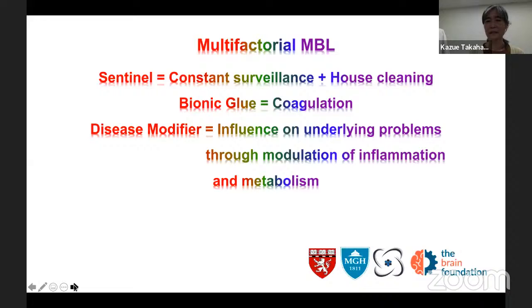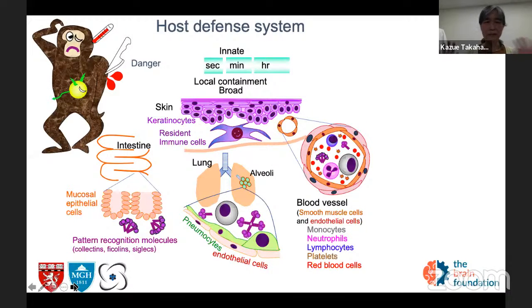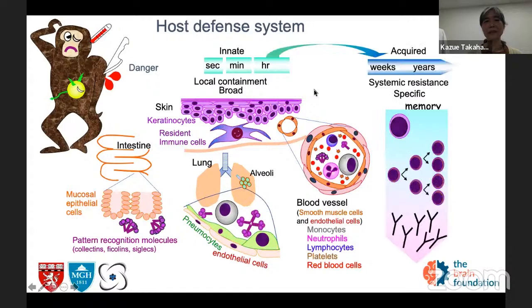MBL is like a sentinel, providing constant surveillance, and also a kind of house cleaning, and also, through coagulation, I'd like to call it bionic glue. And lastly, it is a disease modifier. As long as you don't have anything, you may not feel it, or you wouldn't know until you look for it. But if you have an underlying problem or some infection, then MBL deficiency in particular would make you feel something wrong.